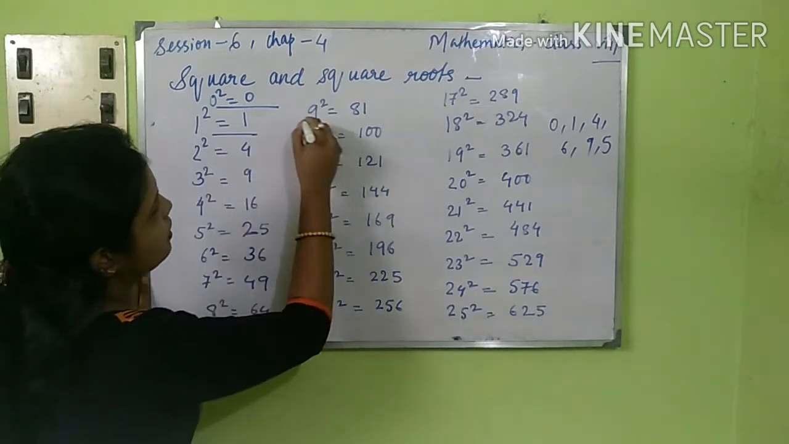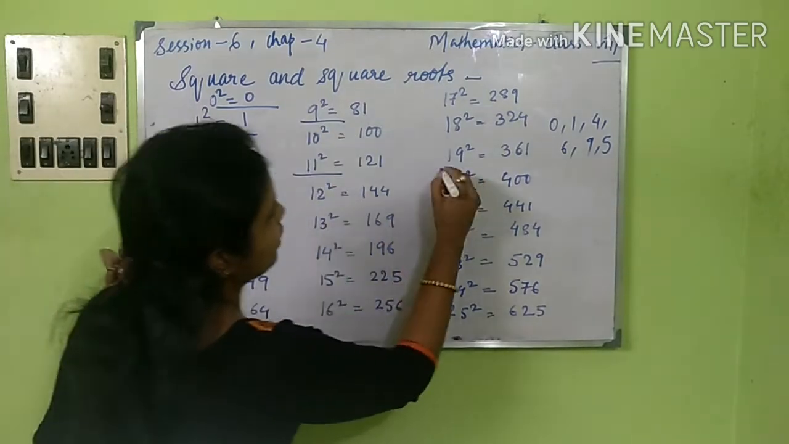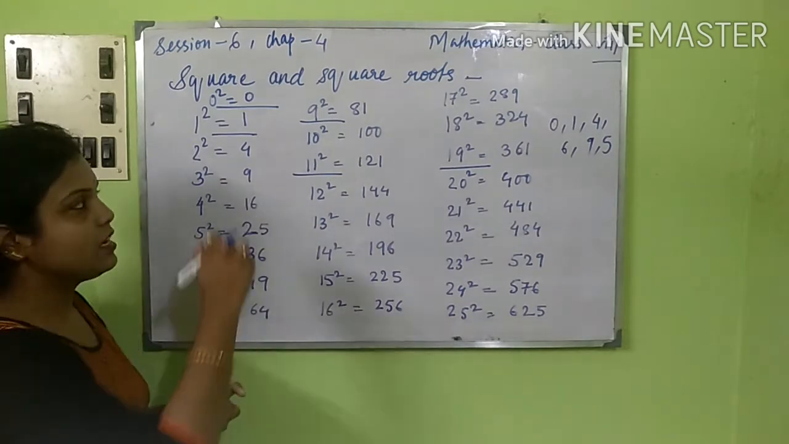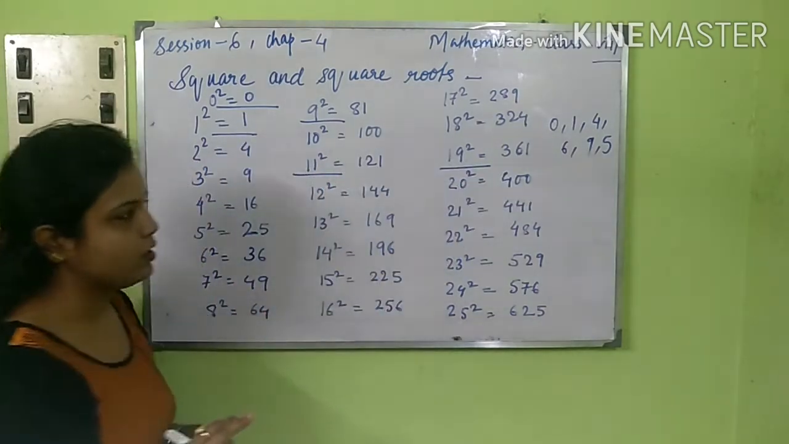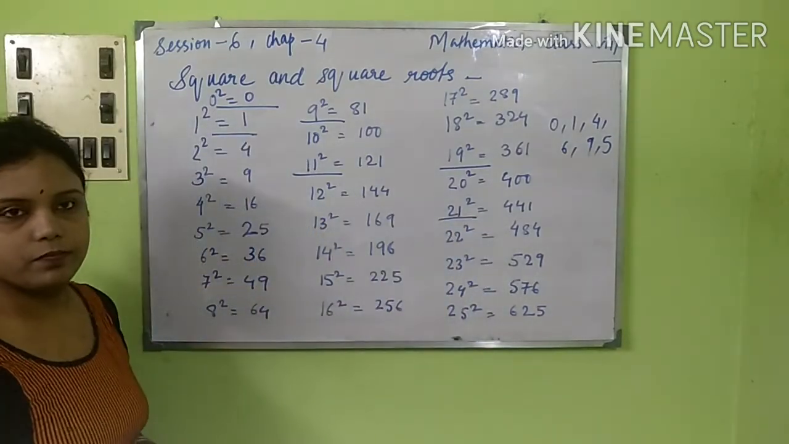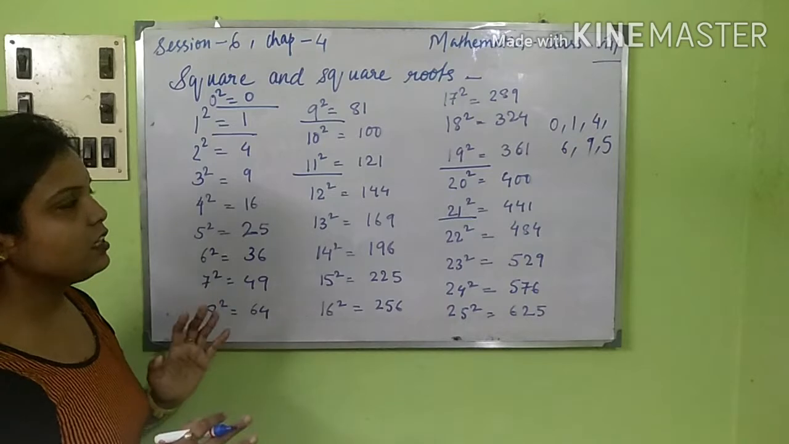1, 11 square, 19 square. For these particular numbers, the squaring results have 1 in the unit place. I think you can check it. Another one I have here is 21 square. Okay, so these are the criteria.